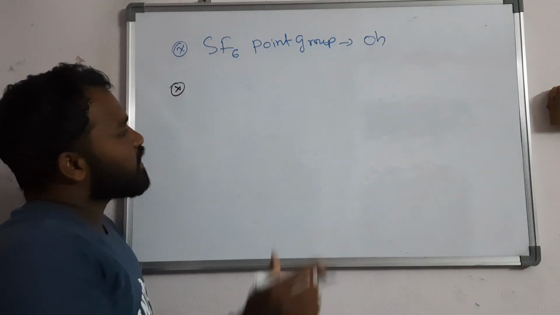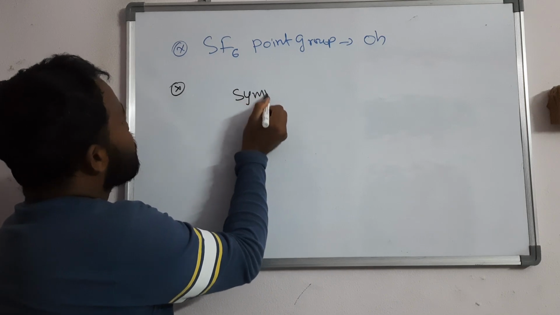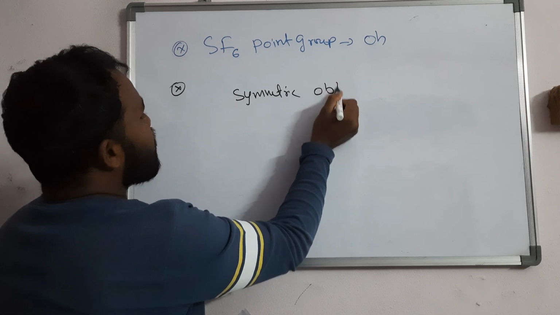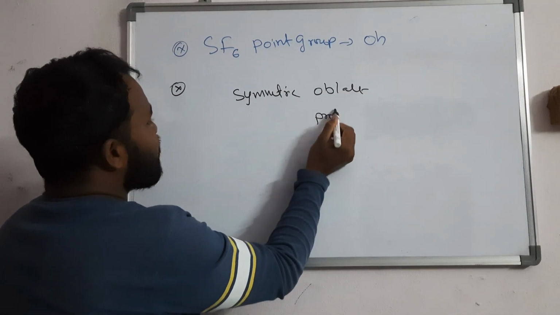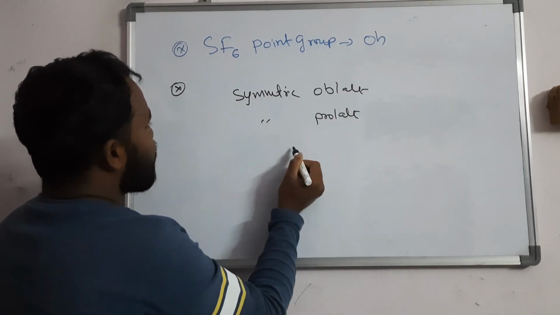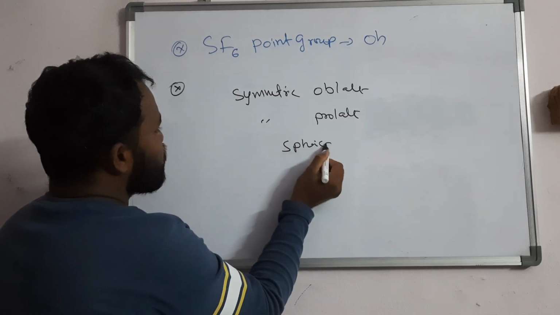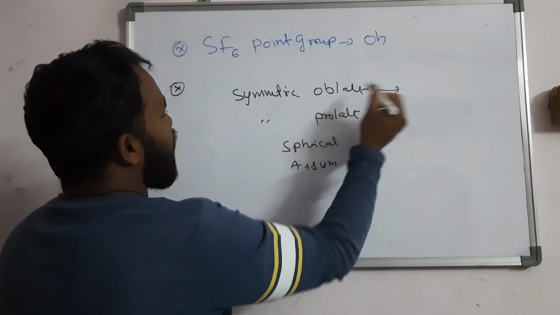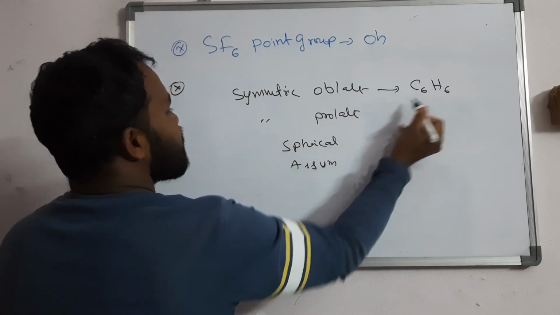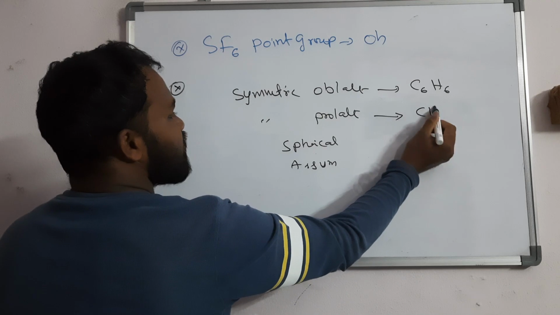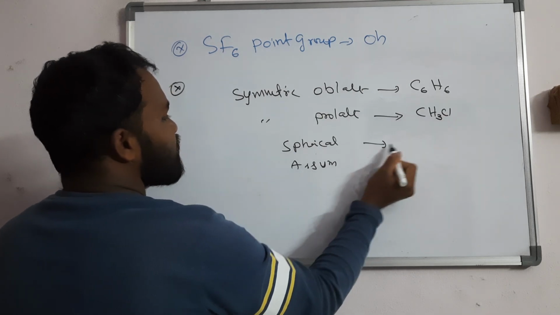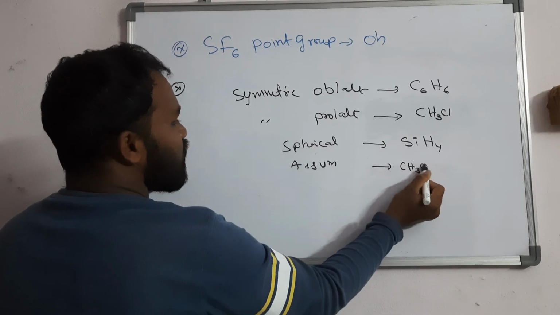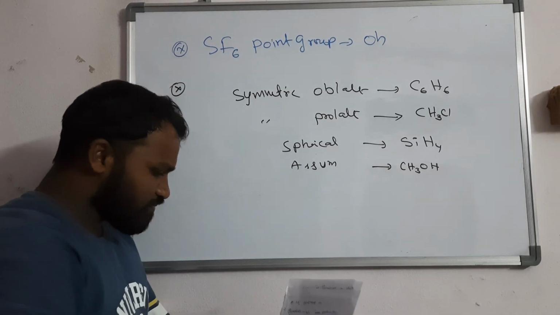Then they also gave a match the following. Symmetric oblate, symmetric prolate, spherical and asymmetric they gave. Symmetric oblate is C6H6, benzene, as the example. Symmetric prolate is CH3Cl, spherical is SiH4 and asymmetric is CH3OH. This is the question they gave in the examination.